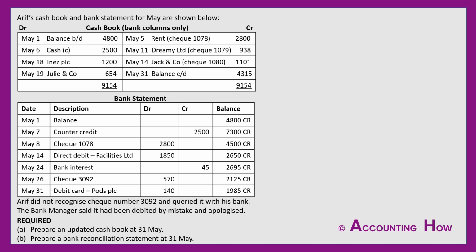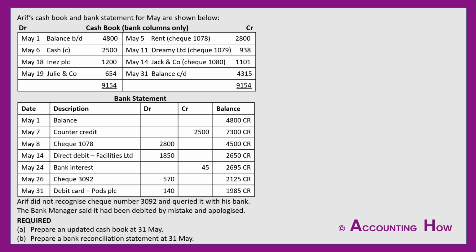So what we've got here is when he's got his bank statement, he's looked through it, and you can see on his bank statement on May the 26th, there is cheque number 3092 and £570 has been debited, so in other words, taken out from his bank account. And Arif's thinking, well, I don't recognise that cheque, I don't remember writing that. And indeed, if you look at his cash book, on the credit side, you can see the recent cheques he's been writing, cheque number 1078, 1079, 1080. So this cheque number 3092 is completely out of sequence with the cheques that Arif's been writing. And so basically he doesn't recognise it.